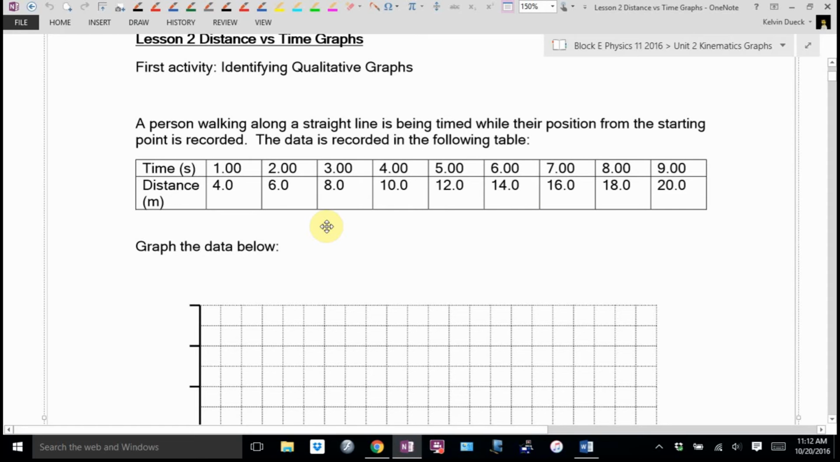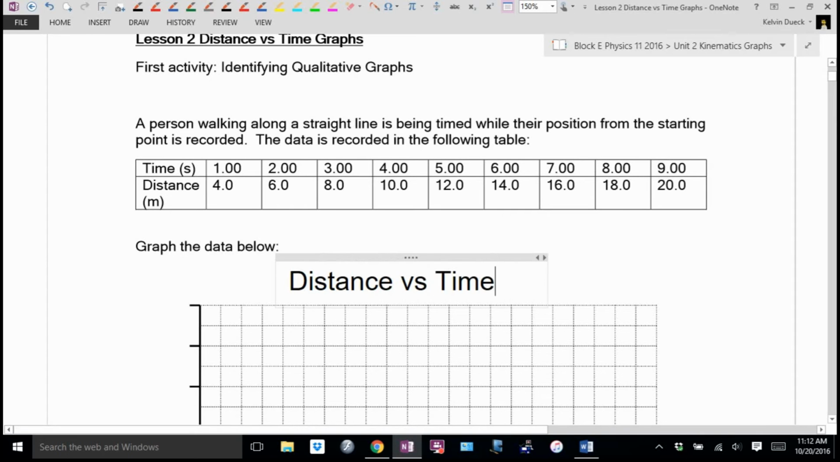You can freehand this line, or you can use your calculator to draw the straight line. I'm not going to hand out the rulers. I'm not going to be that fussy. But it says graph the data below. Let's at least do our proper procedures. We said every graph has to have a title. How about distance versus time?